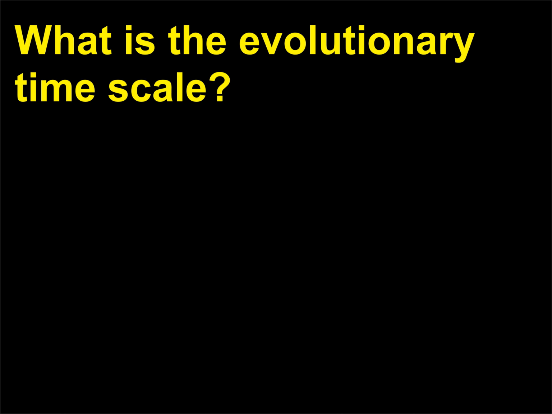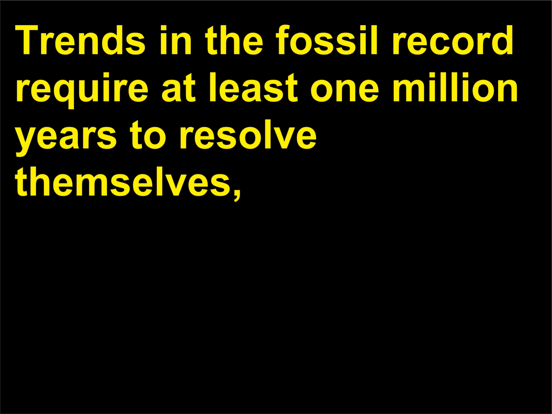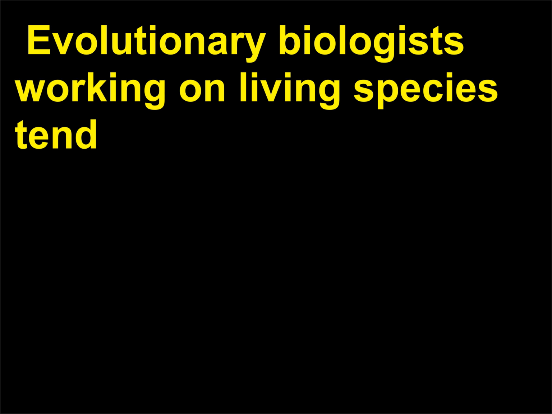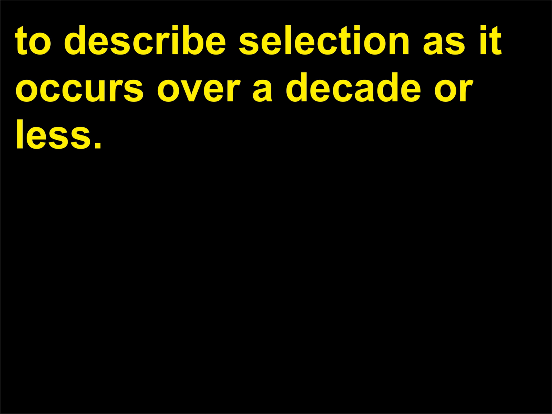What is the evolutionary time scale? Trends in the fossil record require at least 1 million years to resolve themselves. And so paleontologists tend to work on a scale of 10 to 20 million years. Evolutionary biologists working on living species tend to describe selection as it occurs over a decade or less.